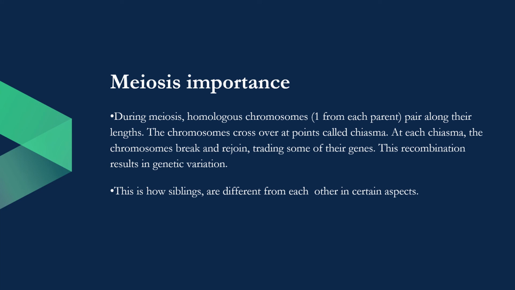Let us discuss the importance of meiosis. During meiosis, homologous chromosomes pair along their lengths. The chromosomes cross over at certain points called chiasma. At each chiasma, the chromosomes break and rejoin, trading some of their genes. This recombination results in genetic variation. So this is how siblings are different from each other in certain aspects.